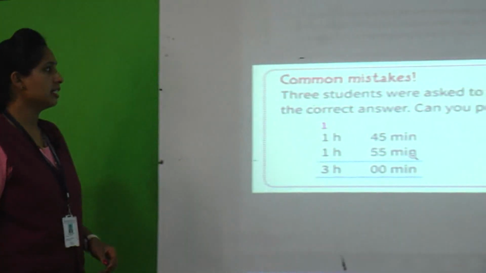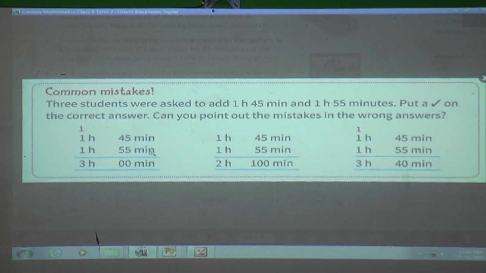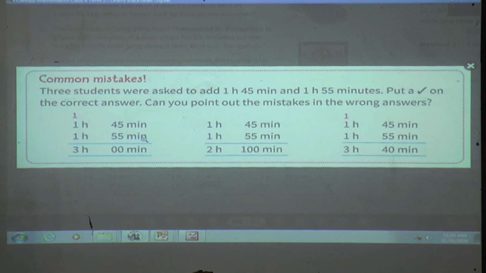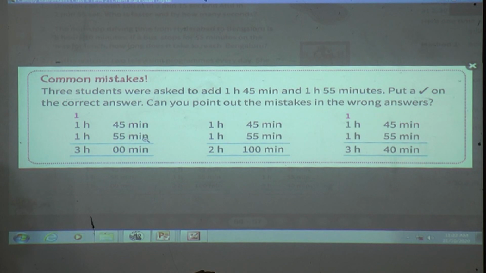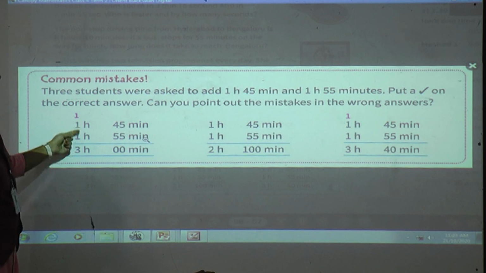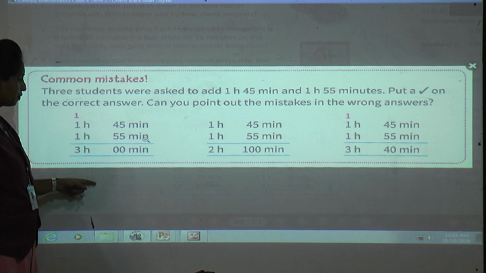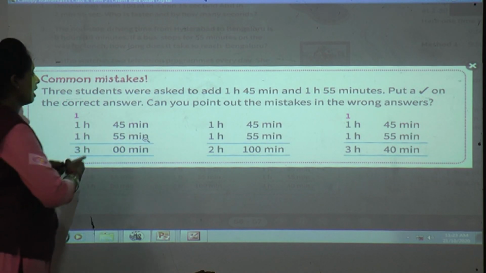See here, they are given one example that 3 students were asked to add 1 hour 45 minutes and 1 hour 55 minutes. Now we have to put a tick for the correct answer and point out the mistake in the wrong answer. Now we will point out the wrong answers here. The first student, what has he done? He arranged very nicely hours in the hours column, minutes in the minutes column. Now when we do the addition of minutes, 45 plus 55 we have to add.